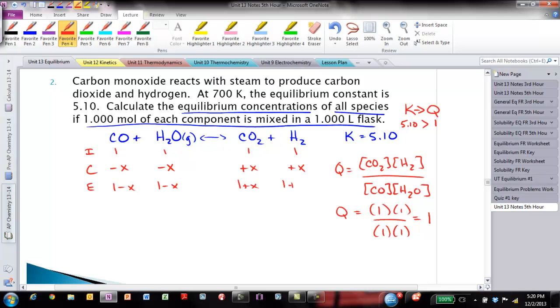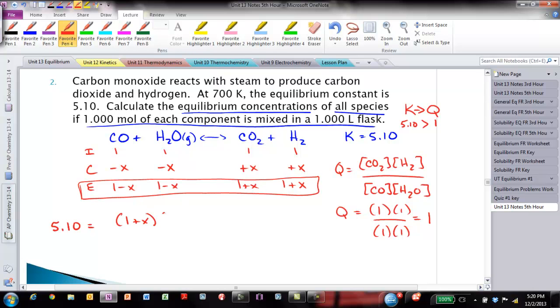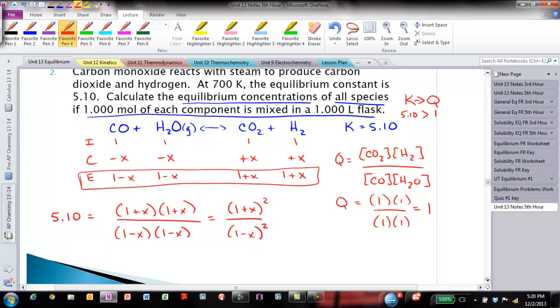We have all our equilibrium concentrations. It didn't give us any other information other than what K is, so we're going to have to use the K expression. So I know that 5.10 is going to equal my products, 1 plus X and 1 plus X, over my reactants, 1 minus X and 1 minus X. And most of you will go ahead and write this as 1 plus X squared over 1 minus X squared. And so now we've got this fun little equation to solve.